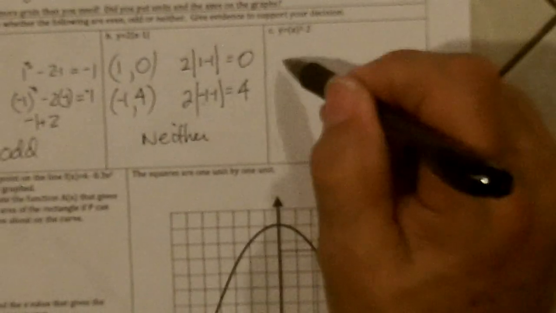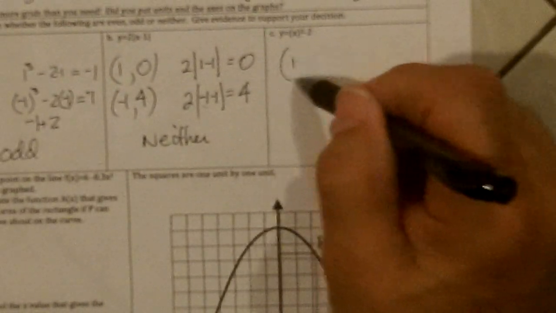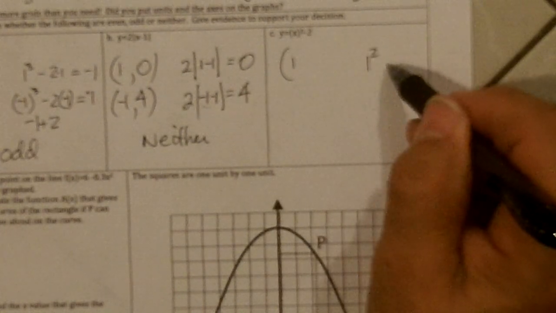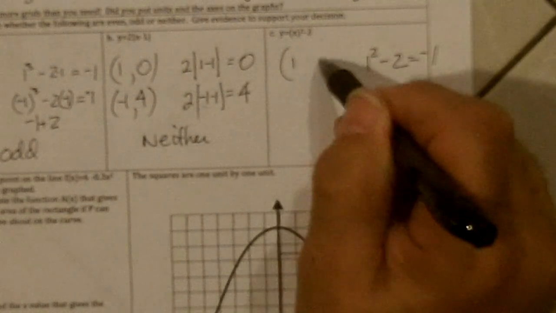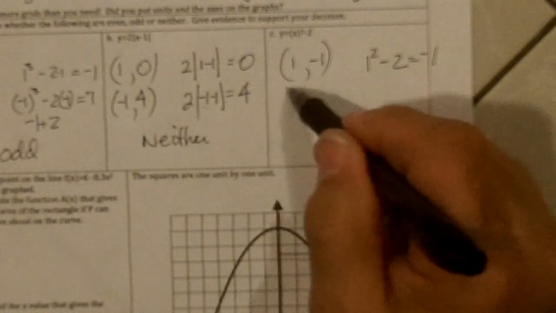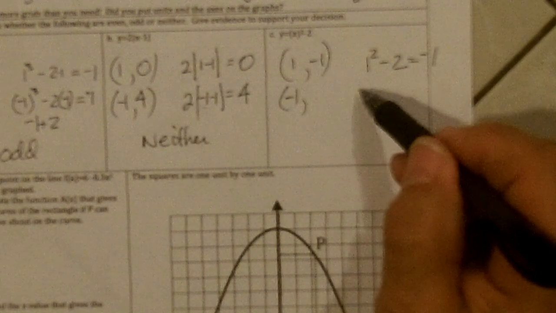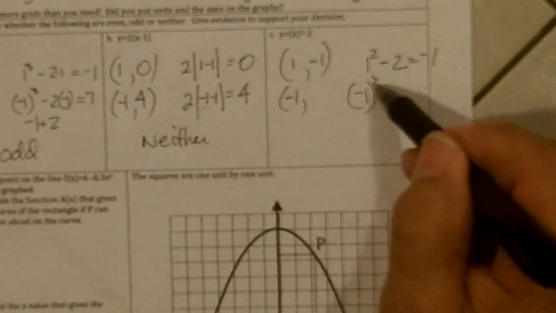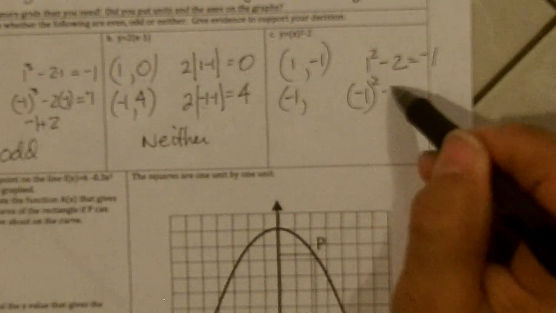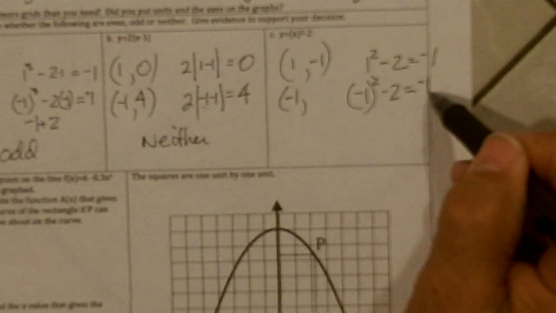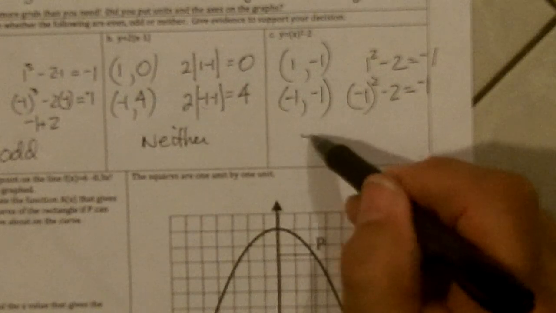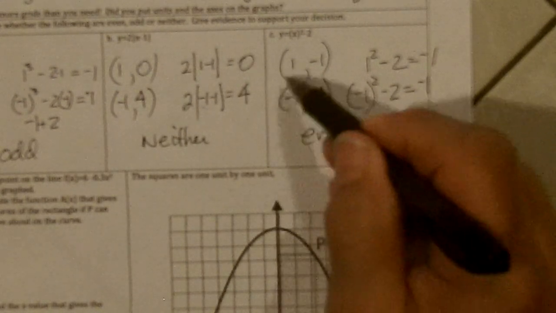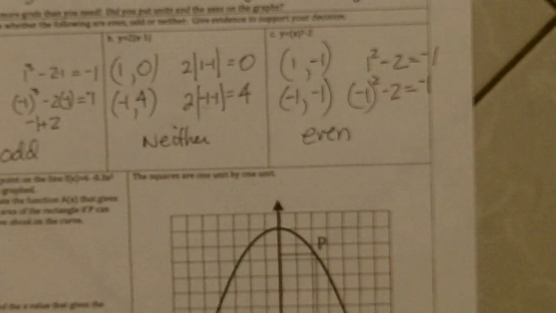In this one, I'm going to put in 1. And I get 1 squared minus 2, which is negative 1. Then I'm going to put in negative 1. And negative 1 squared is 1 minus 2 is negative 1. So I got the same number out, so this one is even. Change the sign of the x's, got the same exact number out, makes it even.